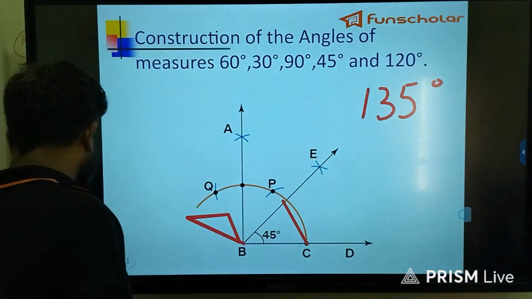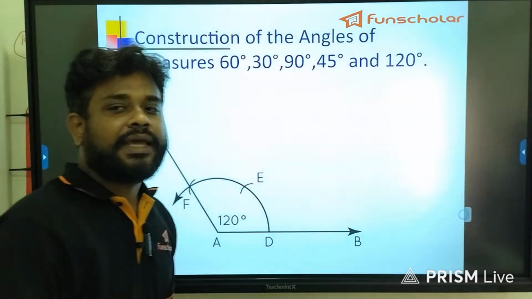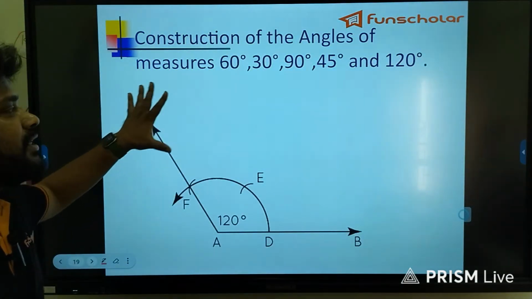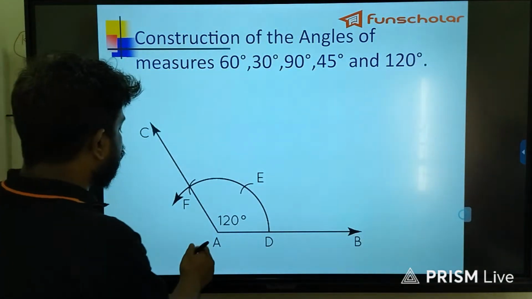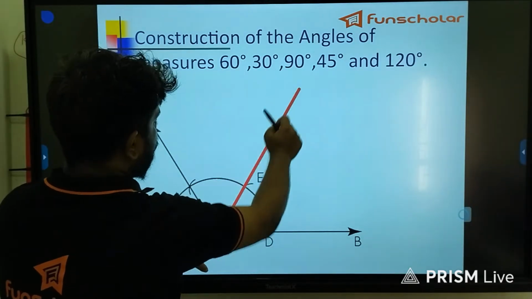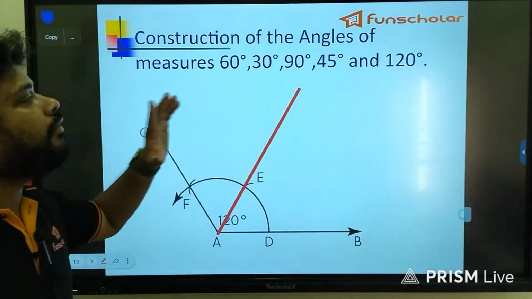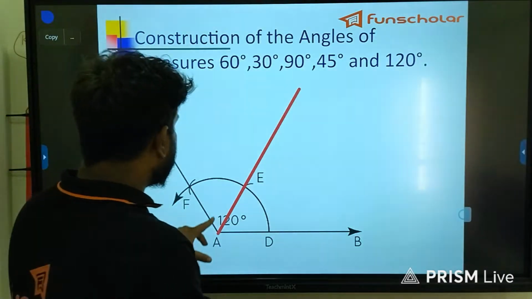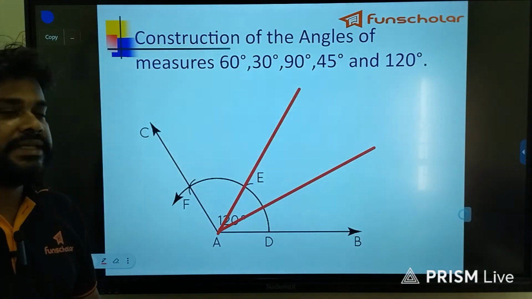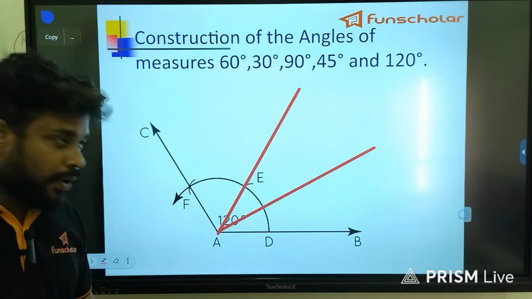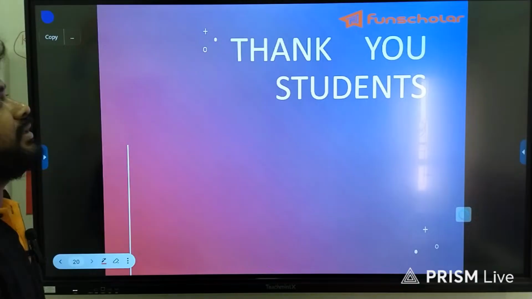Okay. The next one, that is construction of the angles measuring 60, 30, 90, 45, and 120. Yes, this one is the same as the previous one, which we will be getting by drawing 120-degree, and if you make the half of it, you will end up getting the 60-degree. Okay, so half of 120 will be 60, and if we again bisect this, we will be getting 30-degree as well. Okay, so this one was like the previous one, and yes, that's it.